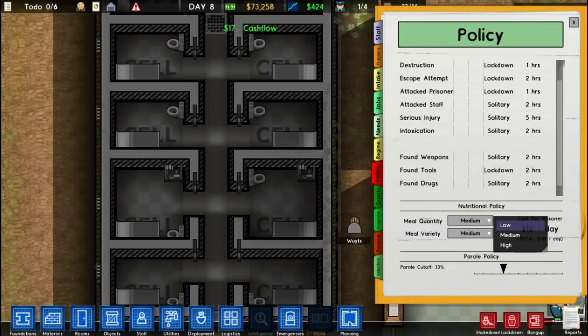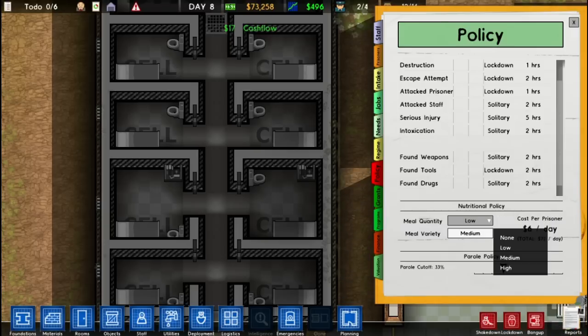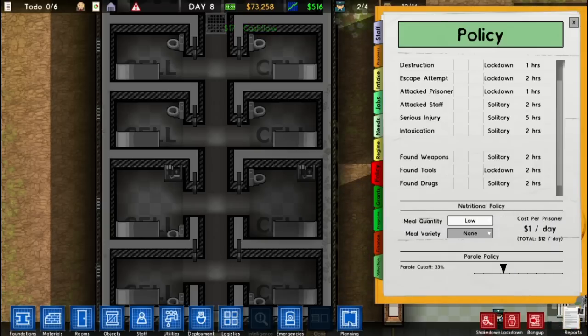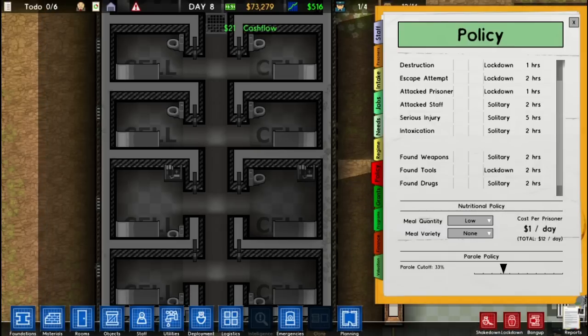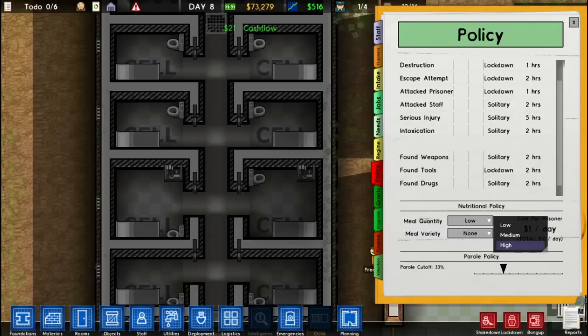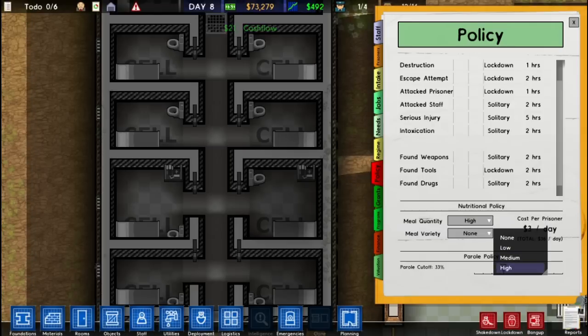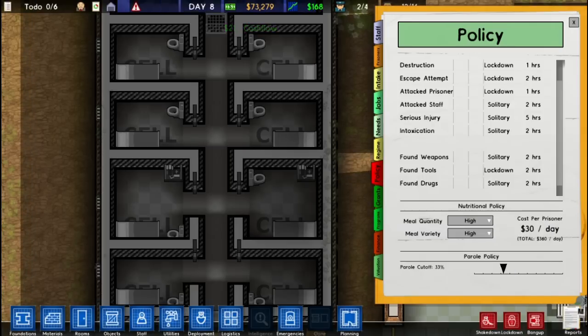So you can see we have two options, one for meal quality and one for meal variety. We can have no meal variety and offer very low quantity of food. And as you can see, the cost for each prisoner is $1 per day. That's really low. Now, the opposite of that would be having a lot of variety and offering a lot of food. So that's $30 per day. That's 30 times more expensive.